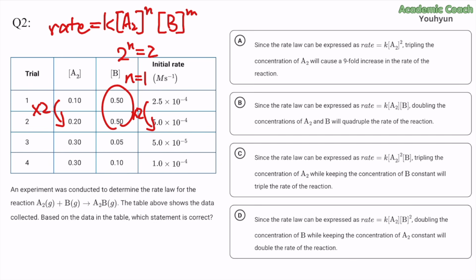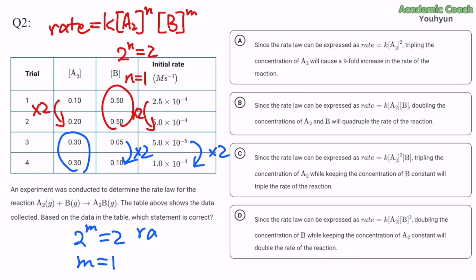And then we can compare trials 3 and 4. For trials 3 and 4, concentration of A2 remains the same while concentration of B doubles. And initial rate also doubles from trial 3 to trial 4. So this time, 2 to the power of m is equal to 2, m is equal to 1.